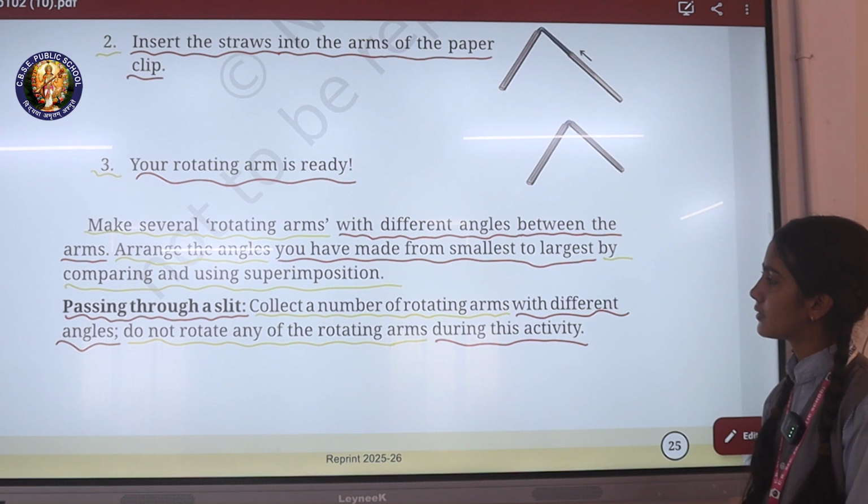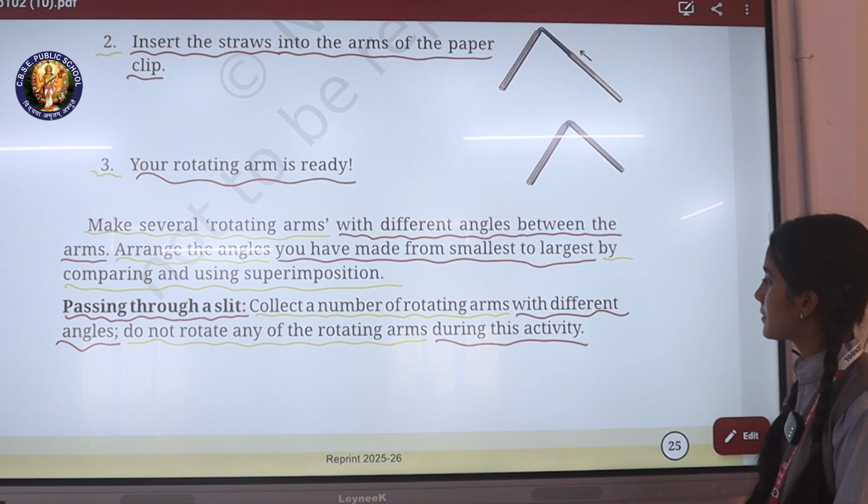Passing through a slit. Collect a number of rotating arms with different angles. Do not rotate any of the rotating arms during this activity.